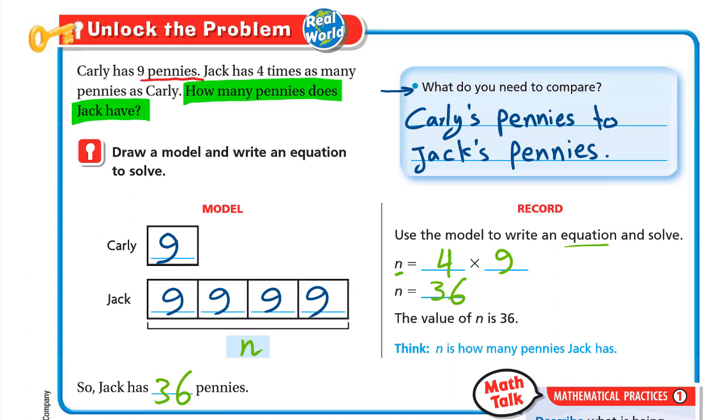Okay, so again what we did here, we said that Carly has only 9 and Jack has 4 times as many as Carly. So he has 4 9s. So 9, 9, 9, and 9. And we said that what Jack has, we call it n. N is the missing number. So n equals 4 times what Carly has, the 9. So 4 times 9 is 36.